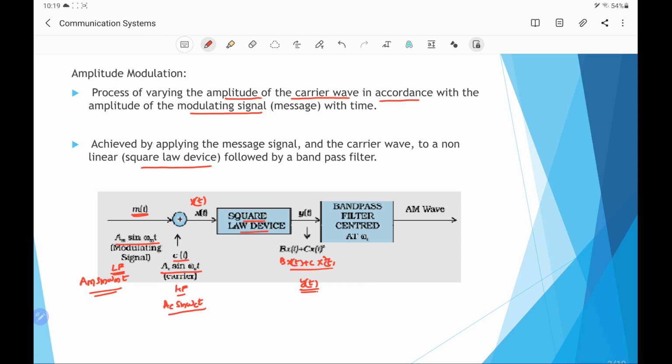So we use the band pass filter centered at omega c to keep omega c and the side bands, which have the frequencies omega c minus omega m and omega c plus omega m, and reject all other frequencies. The resultant wave received is the amplitude modulated wave. So this is the block diagram of the amplitude modulator.